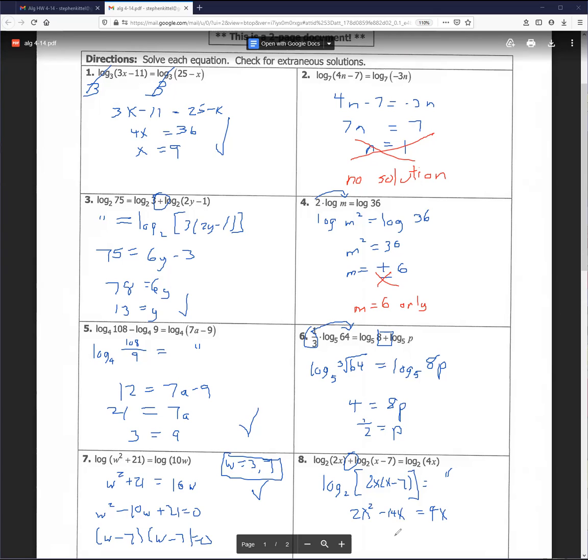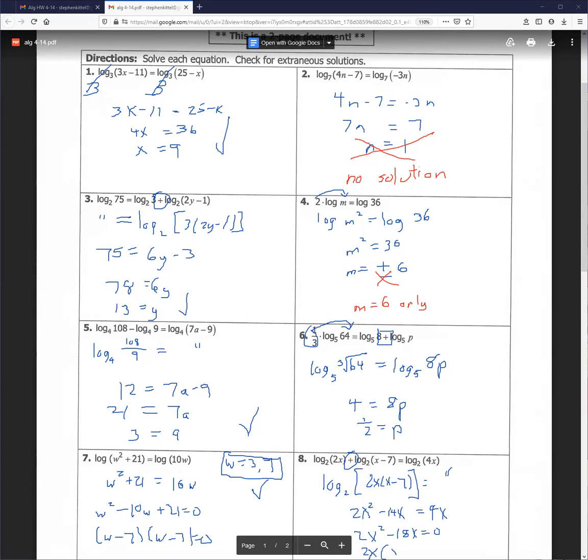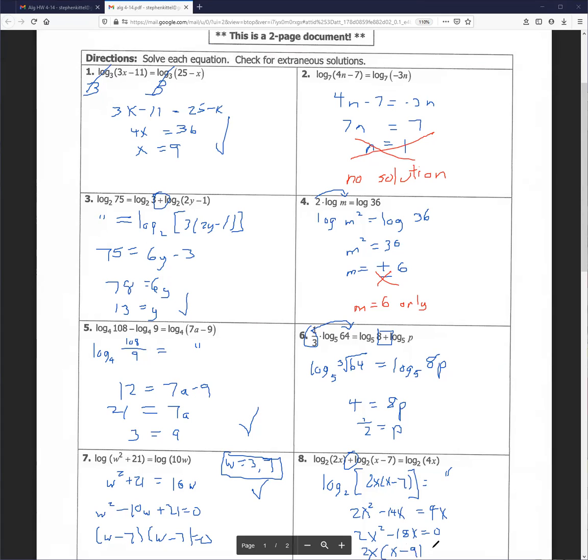This is a quadratic, so I'm going to bring everything to one side. 2x squared minus 18x equals 0. Factor out a 2x. Whoop, what's going on here? Get back here. 2x times x minus 9 equals 0. Seemingly, x equals 0 or 9.